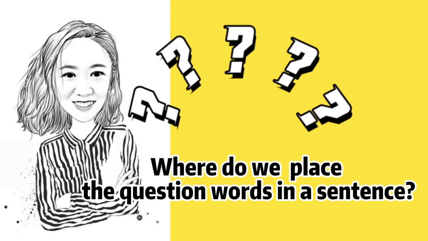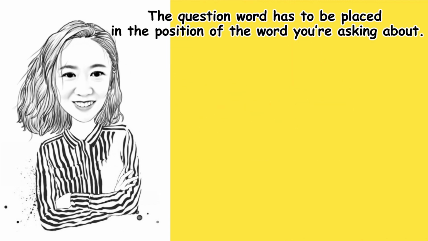The answer is simple. The question word has to be placed in the position of the word you are asking about. This is very different from English, where you have to change the order of the words to create a correct sentence. When using a question word in Chinese, none of the words have to change their position in the sentence.